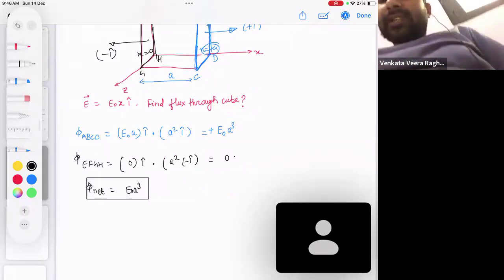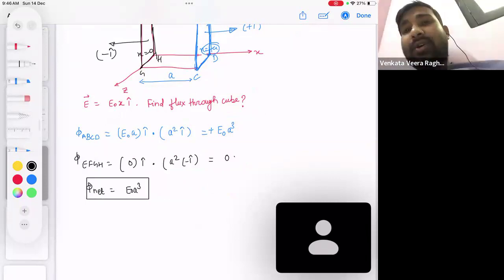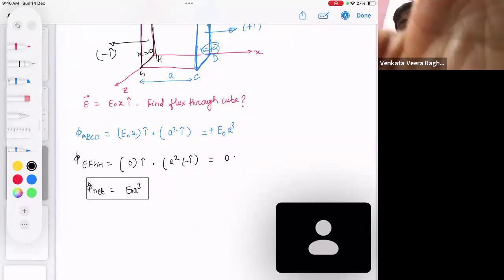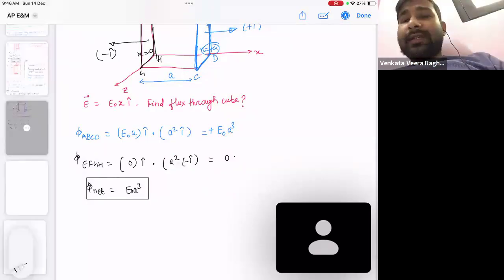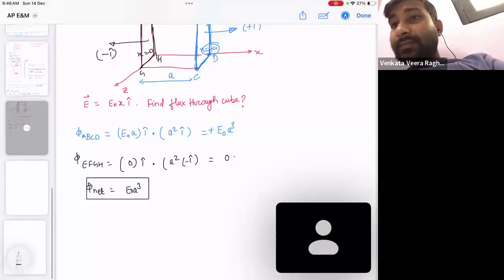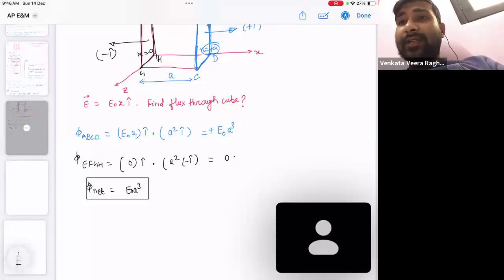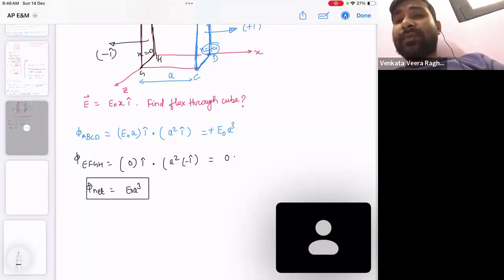These are the flux calculation methods: using the dot product, or, if the field is variable, we calculate it over a small element and then write the flux. These things are what we have done in this question.